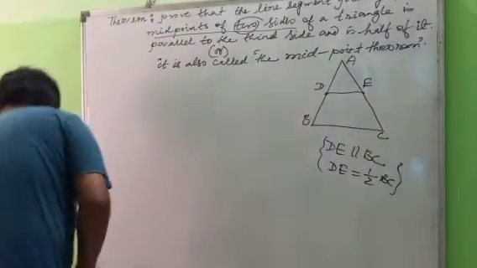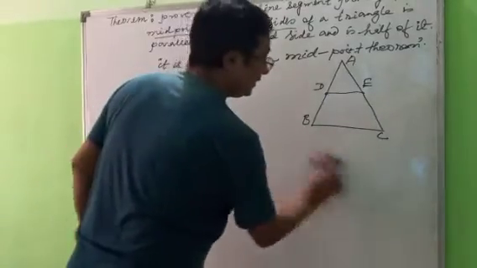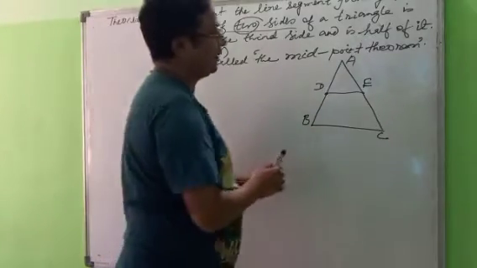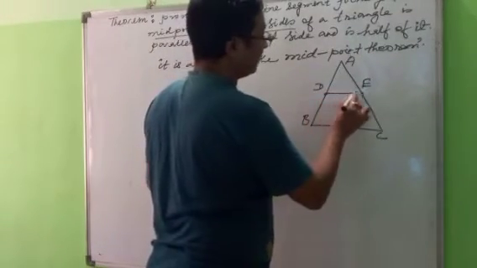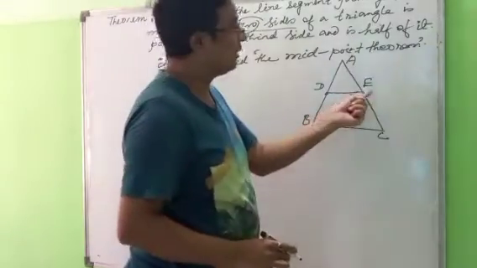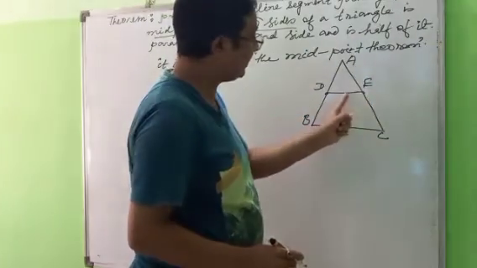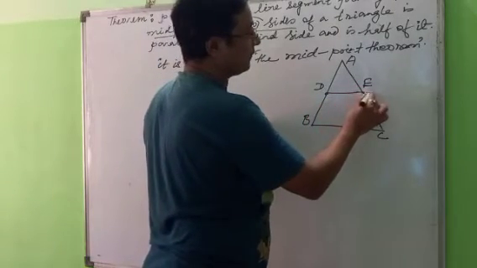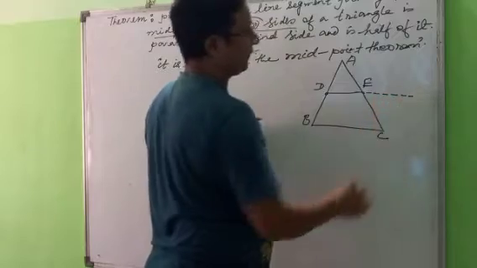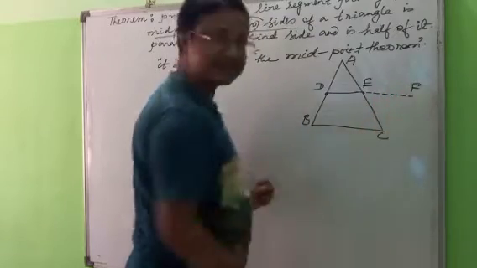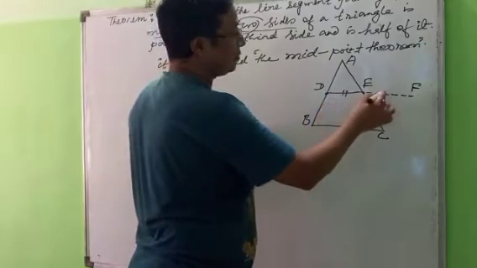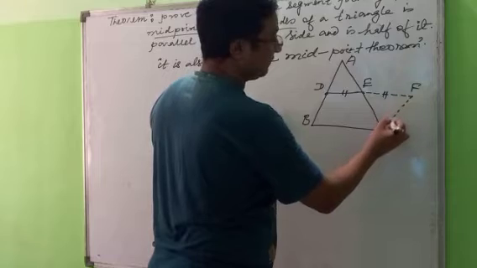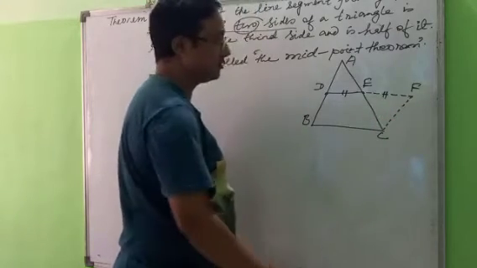Now to prove this, you have to take a construction. What you will do is extend the line segment DE to a point, say F, such that DE equals EF. So you extend DE to F, such that DE equals EF, and then CF is joined. This is the construction part.